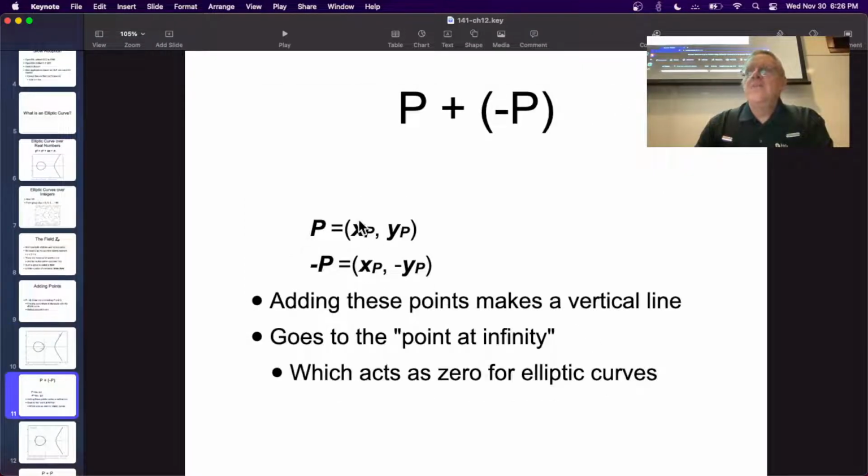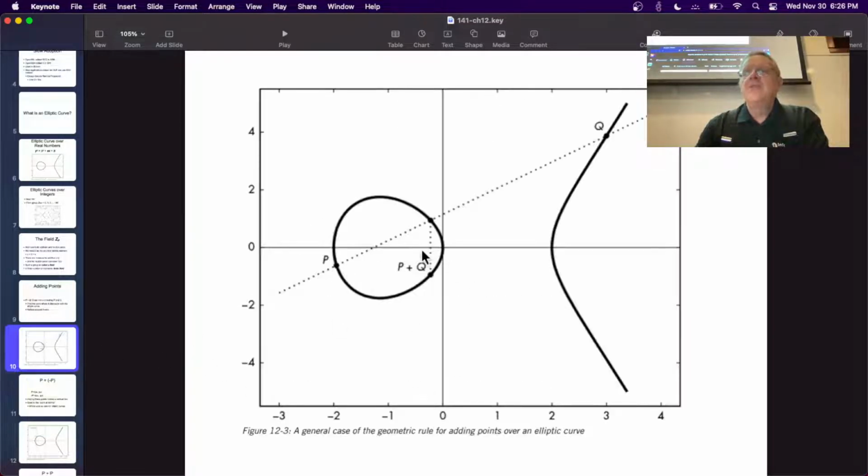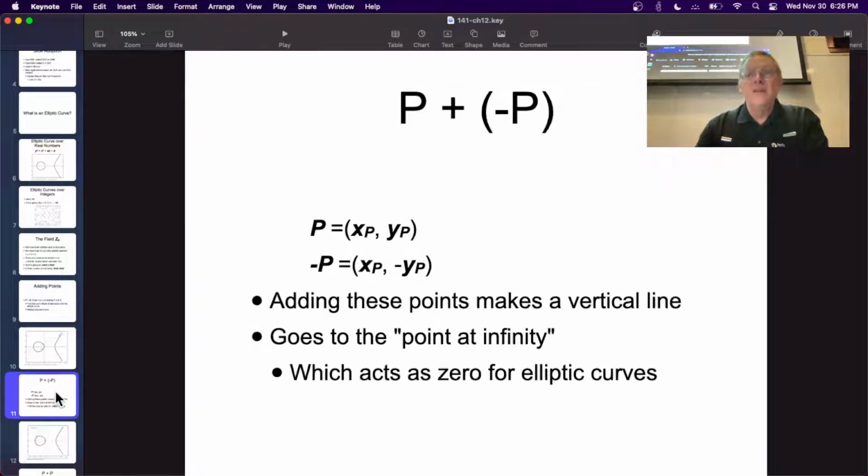And so P is xp and yp, those are the coordinates. Here's minus P: xp and minus yp. Those are the two points that make a vertical line, and that goes to the point at infinity. The point at infinity is what you call 0. Another sort of mind-bending concept, which is why thinking of it as addition and multiplication doesn't really help much. They're just ways to combine points.